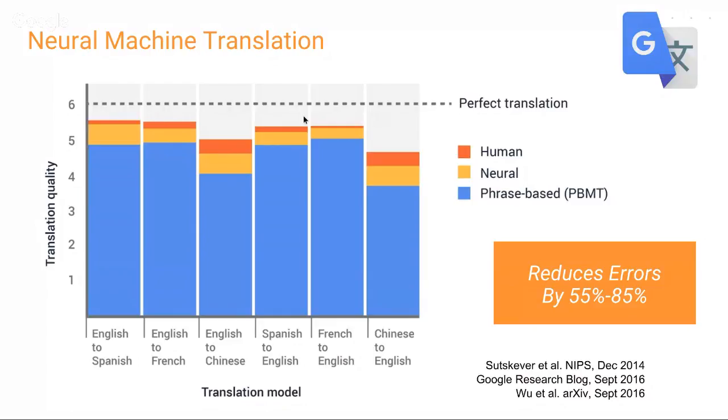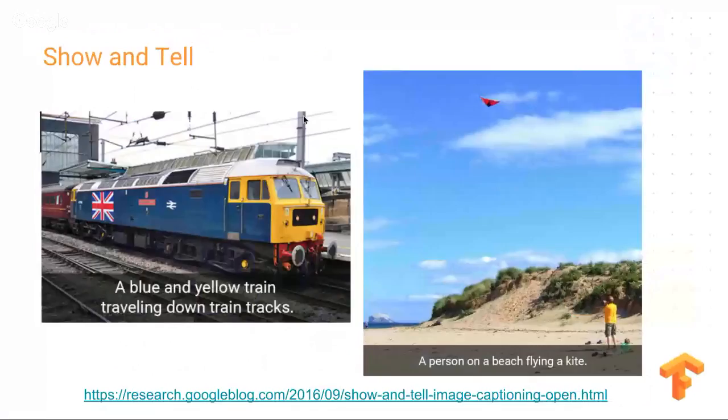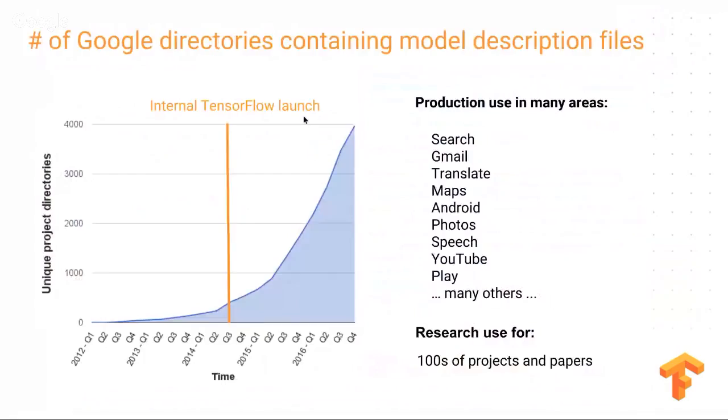And similarly, it applies to Spanish to English, French to English, and Chinese to English. Now, here, second technique is show and tell. Here you can see a sentence that is formed by the machine based on the objects that are here. So, what are the things we are talking about? It's a blue and a yellow train traveling down train tracks. Now, the second one is a person on a beach flying a kite. Again, it's like a machine is being shown this image and is able to do the captioning.